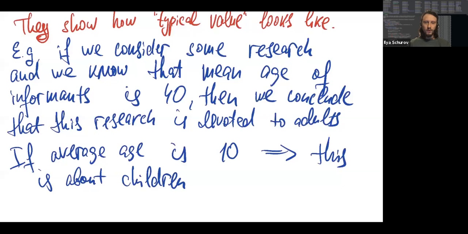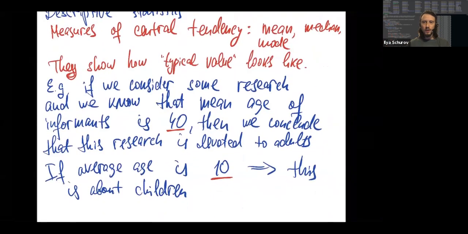So even if we get just one numeric value that summarizes all the data about ages that we have, we have some idea what kind of informants we have in our research. So this is what measures of central tendency tell us when we use them to summarize our data. But of course, it is not the only number that we have to know.